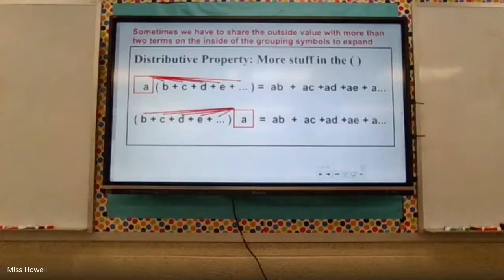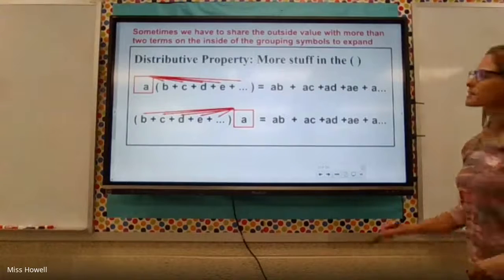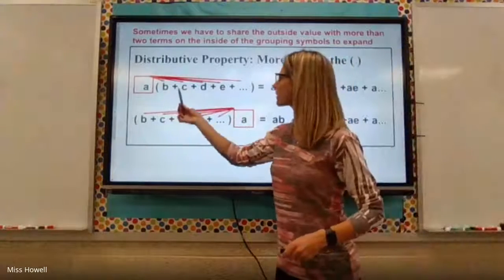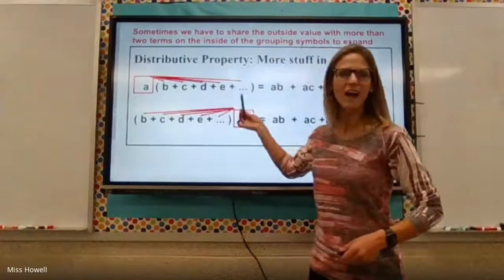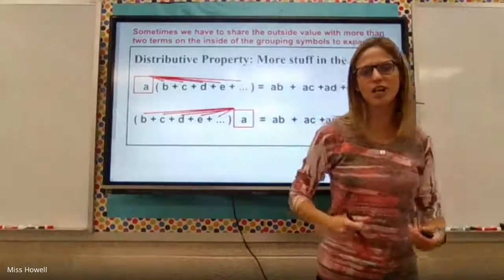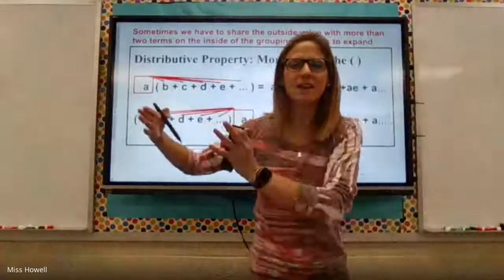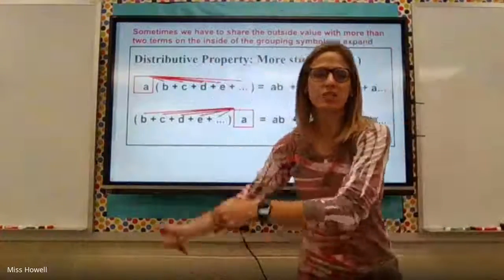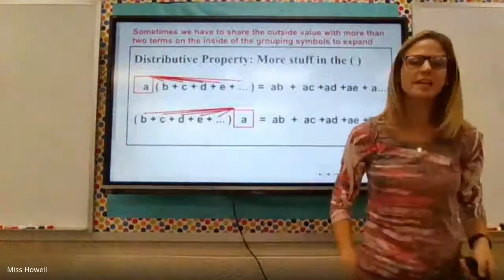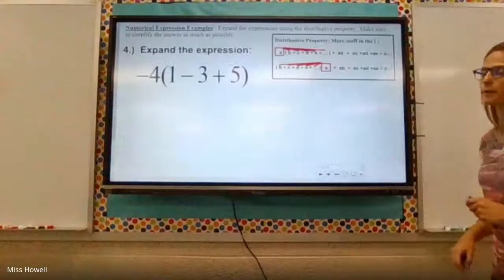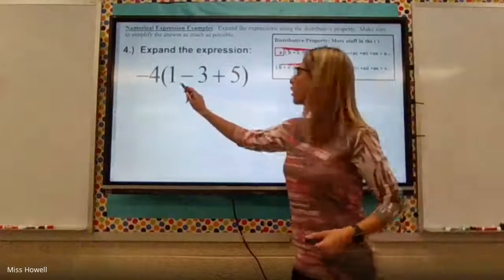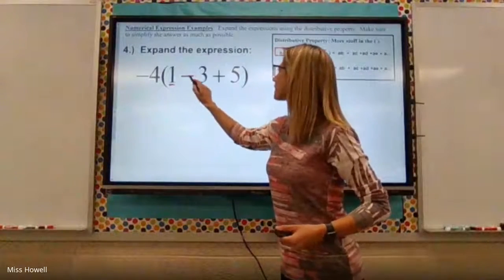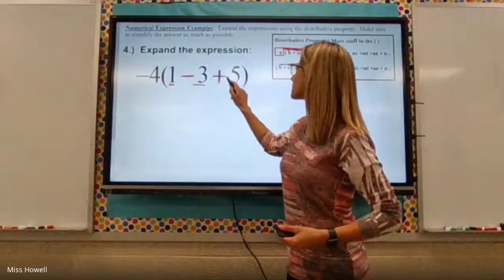All right, the distributive property, there doesn't have to be 2 items in here. There could be 3 or 4 or 5 or 200. The rule doesn't change. As long as it's a times on the outside and adds and subtracts on the inside, we can take that outside thing and share it to everything on the inside. So let's look at one that's a little bit bigger. In this case, we have a 1, a negative 3, and a positive 5.